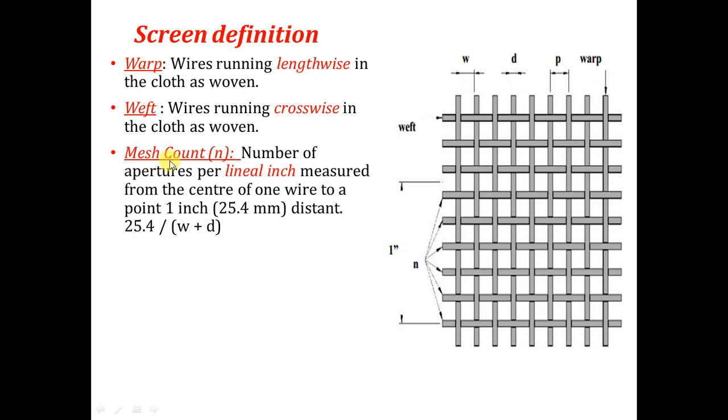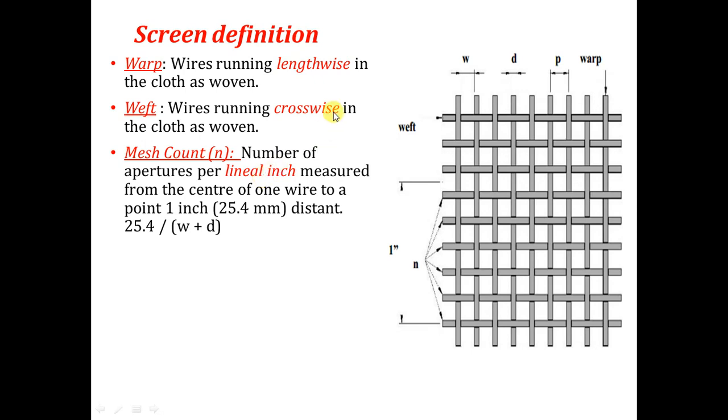Here there is a very important definition called the mesh count. For example, if I say that API 70 equals 100 mesh, or its mesh is 100, what is the meaning of this? This means that the linear inch, the length of an inch, has a number of apertures equal to 100.